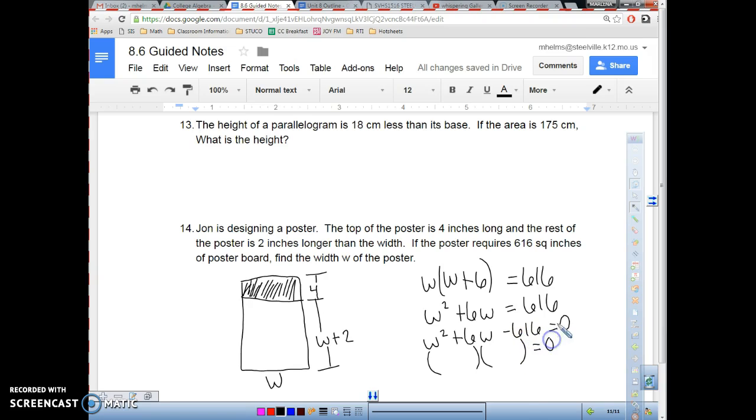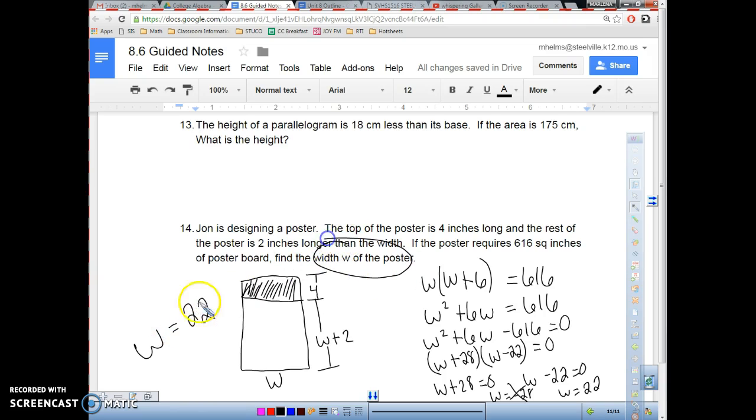So I want you to pause the video right now and come up with your factoring of your numbers. So these numbers were a little difficult. Hopefully you could play around with your calculator and figure them out there. I'm going to go ahead and tell you what they are. They were w plus 28 and w minus 22. So when I set each parenthesis equal to 0 and solve, I get that the width is either negative 28 or the width is positive 22. Well, we know the width can't be negative 28 because we can't have a negative width, so we cross that out, and the width of our poster is 22. And that's all they're asking for here.